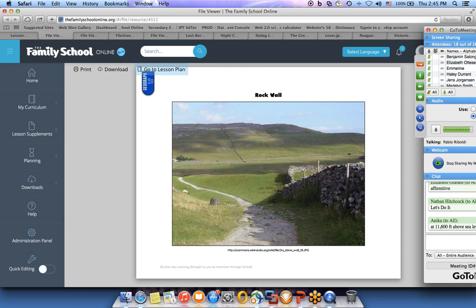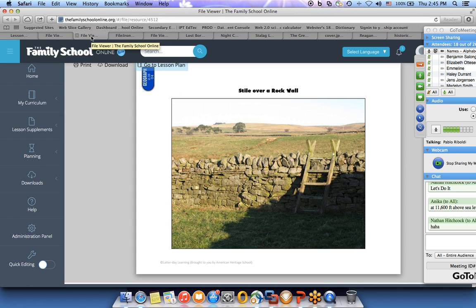Whenever you have boundaries, you have to put some sort of indication of where the boundaries are. Here we have a picture of a rock wall. This was one of the more common ways of defining boundaries. And this is called a stile, which is basically a ladder that goes both ways around a rock wall.